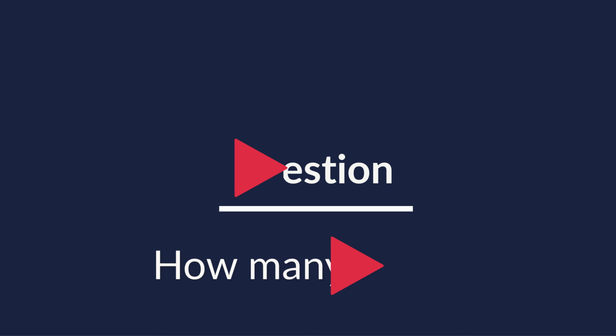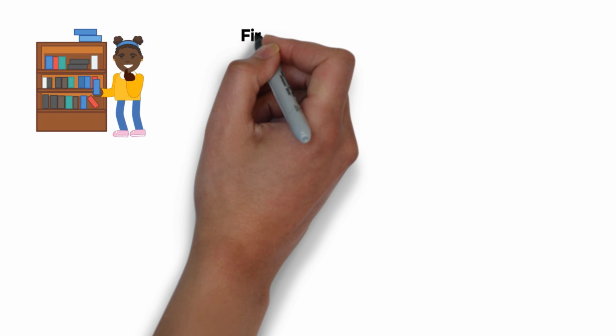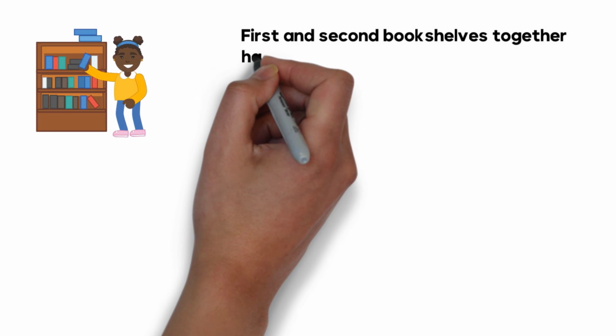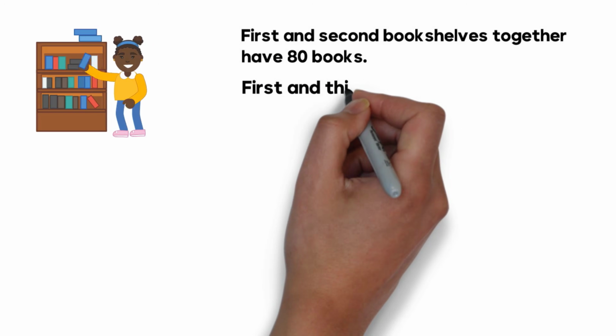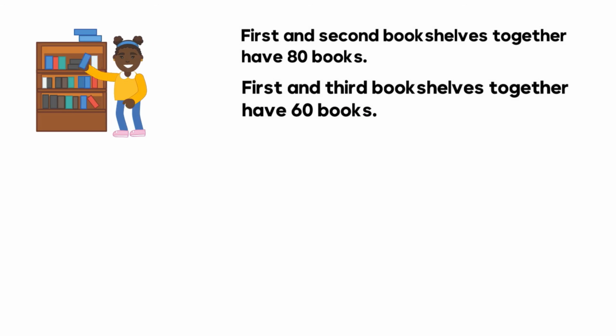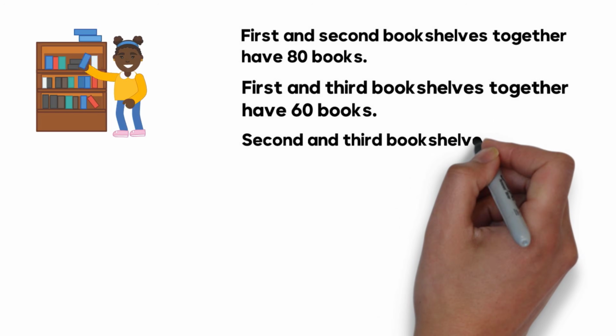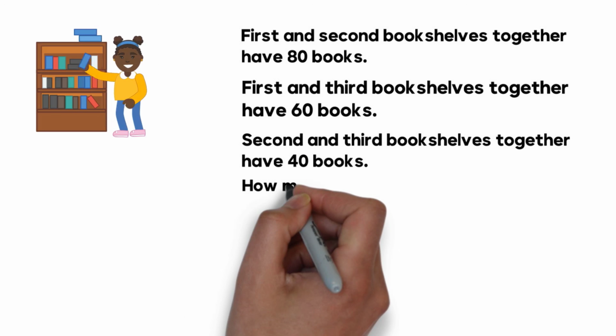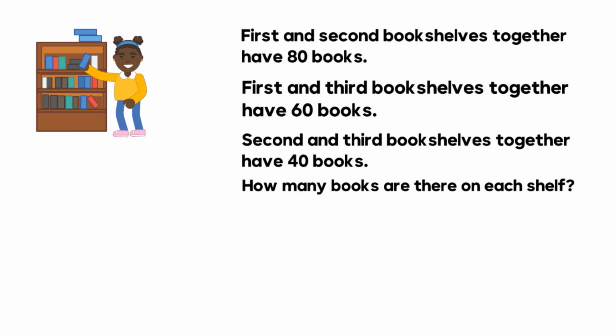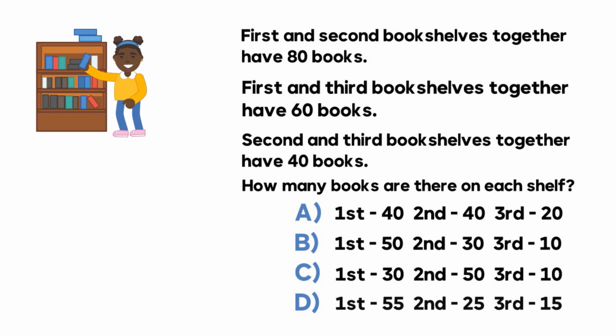Here's a very interesting problem, which tests not just your math skills, but also your cognitive ability skills. First and second bookshelves together have 80 books. First and third bookshelves together have 60 books. Second and third bookshelves together have 40 books. How many books are there on each shelf? You have 4 different choices. For the first, second, and third bookshelves, in choice A, you have 40, 40, and 20. In choice B, 50, 30, and 10. In choice C, 30, 50, and 10.